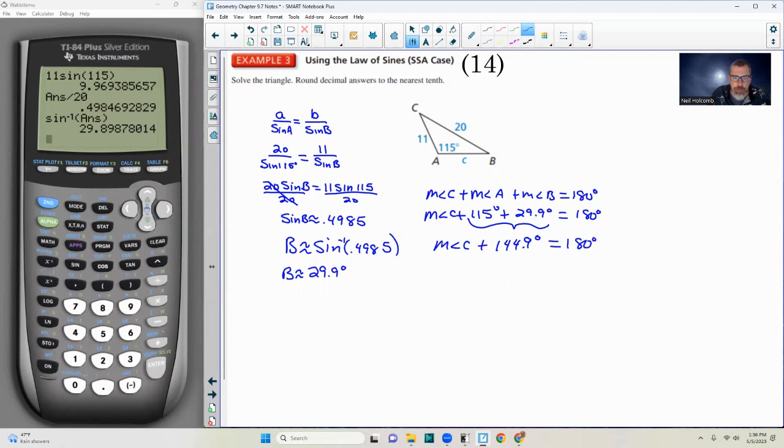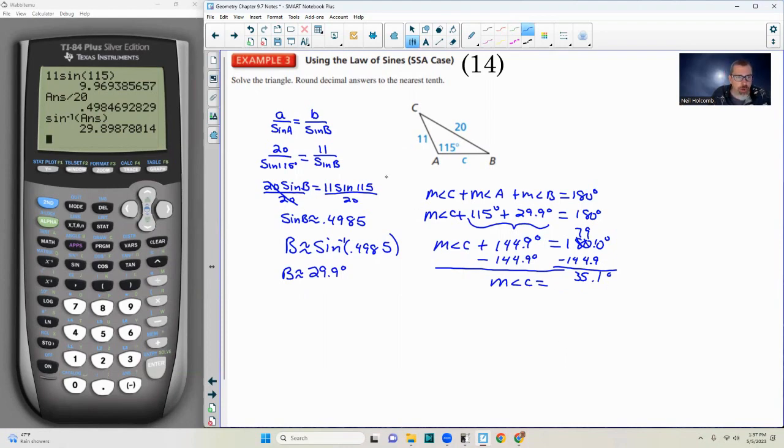Okay, so you combine like terms. Measure of angle C plus the sum of these two equals 180. Now subtract 144.9 degrees from both sides. And I'm going to put a 0.0 here. And let's move this degree out of the way and put it right here. Okay, and we are subtracting both sides. This cancels, and I get the measure of angle C equals 35.1 degrees.